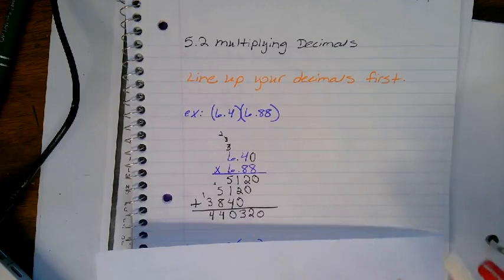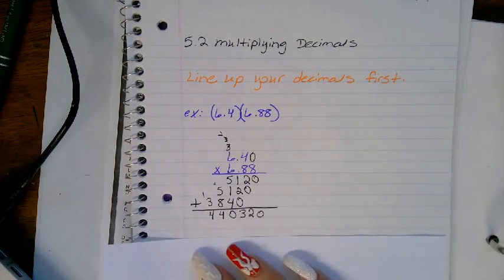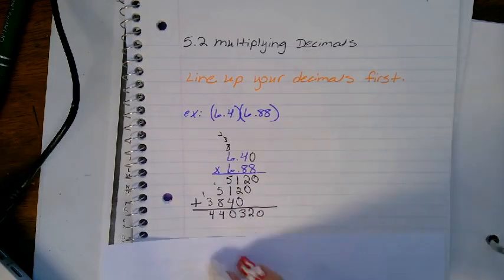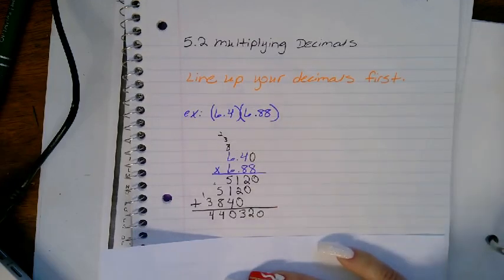So now we have this big number. We've got to do our decimal. And the way we figure that out is, well, does anybody know, first off? Anybody know where I put my decimal point or how I determine that?